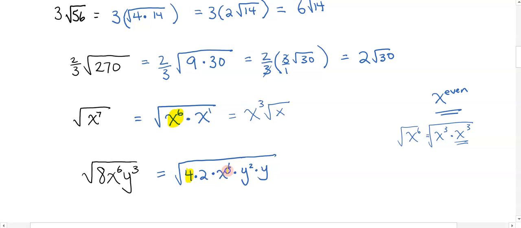Then let's highlight all my perfect squares. Those are the ones I'm going to take the square root of and put on the outside of the root. So the square root of 4 is 2, no longer needs a root sign. The square root of x to the 6th is x cubed. And the square root of y squared is y. All of that has now been calculated. So now I write my square root sign and whatever's left. I still have my 2 and I still have my y. And that's your final answer.